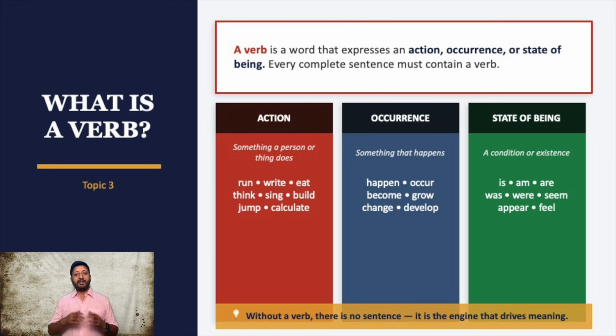A verb is a word that expresses an action, an occurrence or a state of being. No sentence is complete without a verb. An action verb, something that a person does. Maybe he's running, maybe he's reading, maybe he's sleeping. Occurrence. What is happening around him? What are the developments that he or she is seeing? How is their growth? How is their change? A state of being. How is the person feeling? How are you feeling? How does everything about you appear? Without a verb, there is no sentence. A verb is the engine that drives the meaning in a sentence.